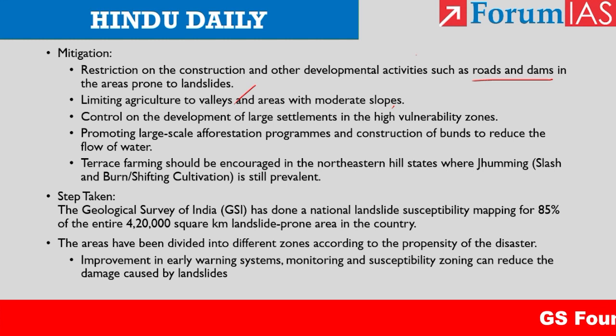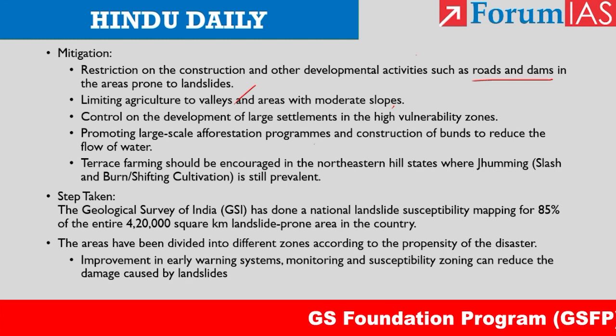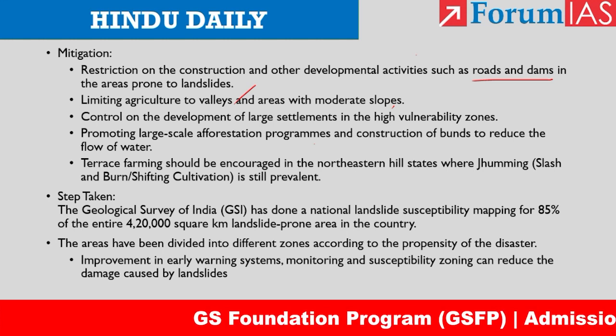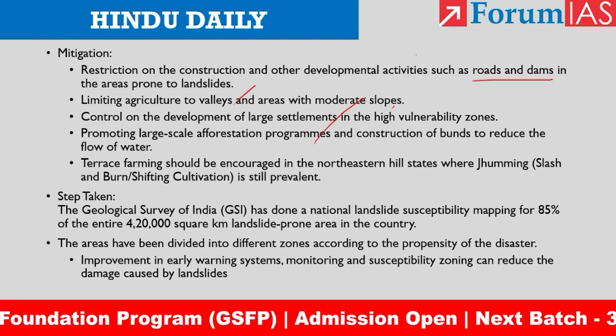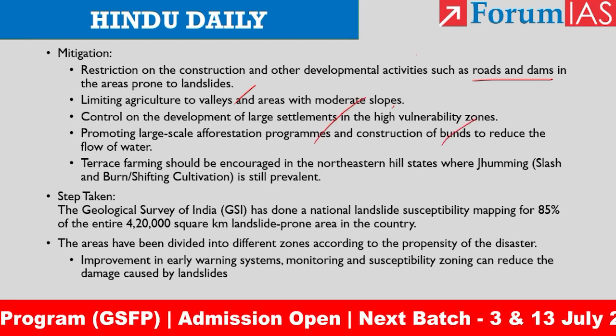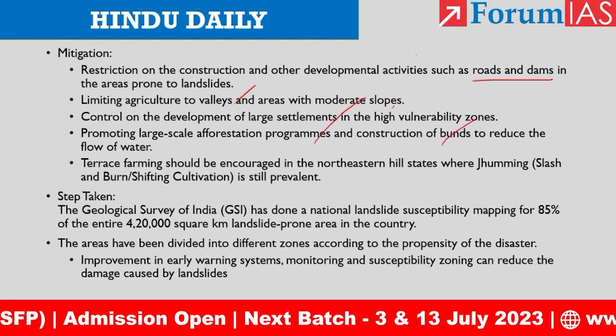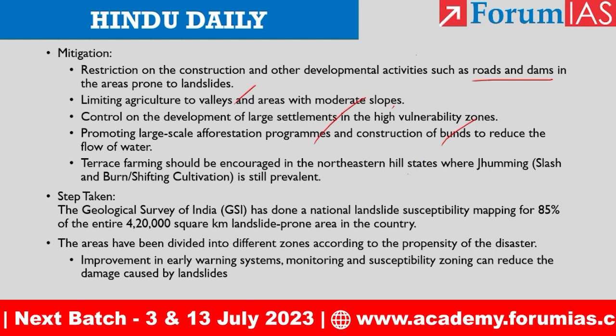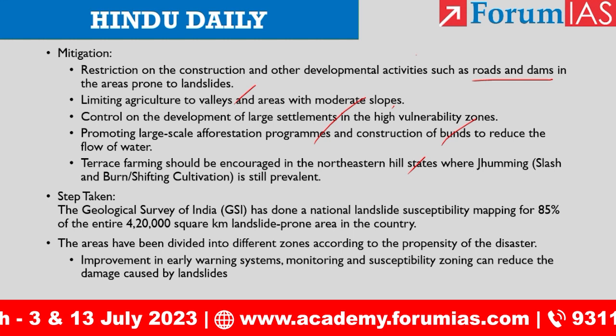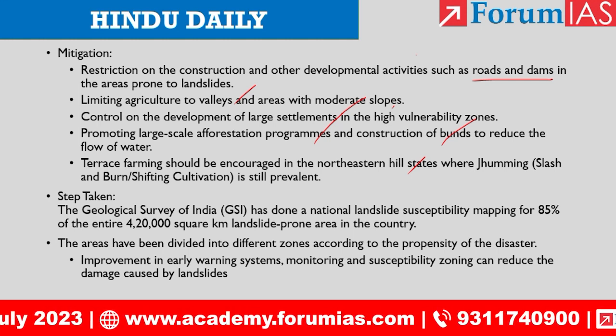They should not be done on forests and hills, and development projects should not be allowed on large settlements in high vulnerability zones. Large scale afforestation programs and construction of bunds should be done to reduce the flow of water. And terrace farming should be encouraged in northeastern states, because there jhumming, that is slash and burn, is still going on, so that should be changed.